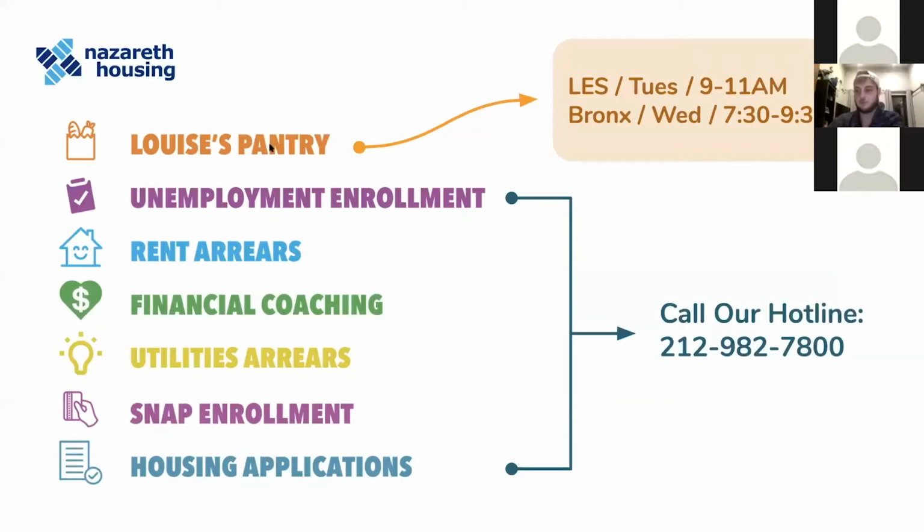Louisa's Pantry, which both Camille and Nick are very familiar with, is in the Lower East Side on Tuesdays from 9 to 11, and then in the Bronx on Wednesday, 7:30 a.m. to 9:30 a.m. We also help people with unemployment enrollment. I know that can be very tricky, and there's a lot of that happening these days, unfortunately. Rental arrears, financial coaching, utilities arrears. We also help people with SNAP enrollment. So if you're looking for supplemental nutrition, we can help you with that. And then housing applications, we have some wonderful staff members that can help you with the housing lottery.